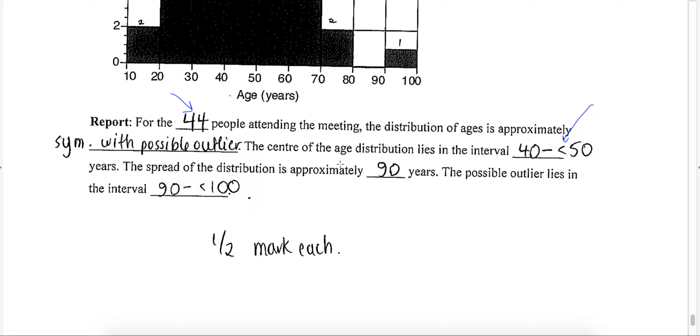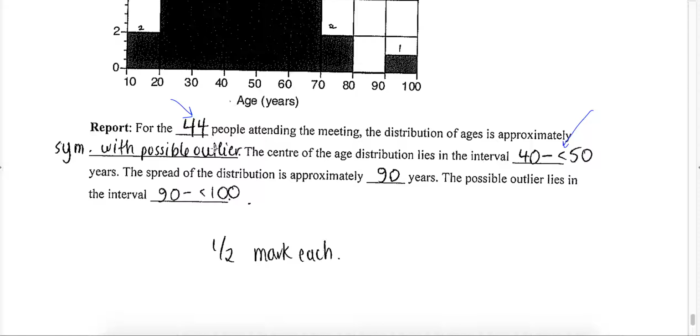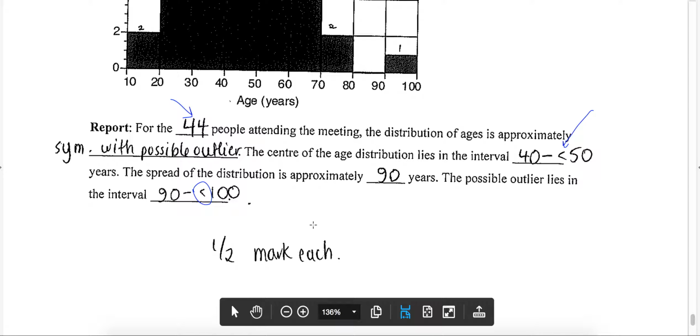The spread is approximately 90 years. So how do I do that? 100 is the maximum value that's present here on the histogram. The minimum is 10. 100 minus the 10. And the last one, the possible outlier. Again, my only point I want to make is can you please make sure you put that less than symbol in.